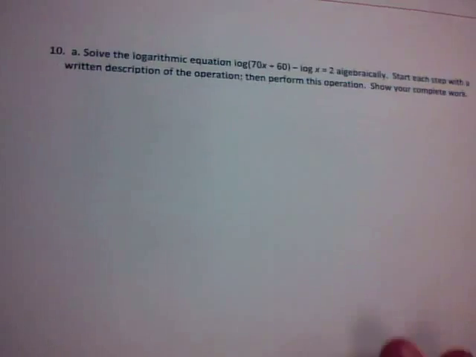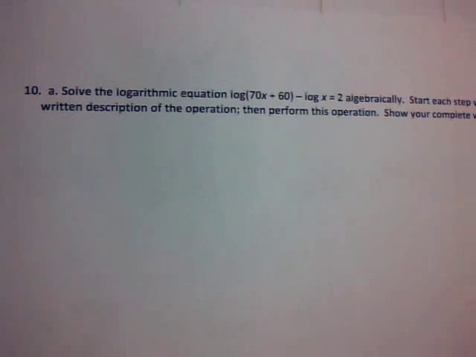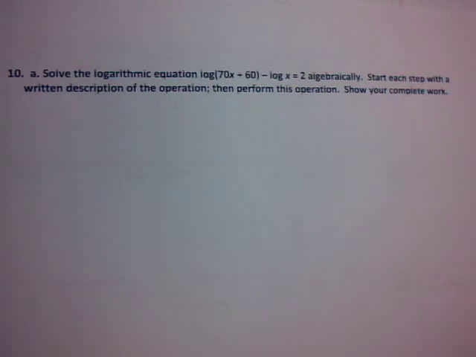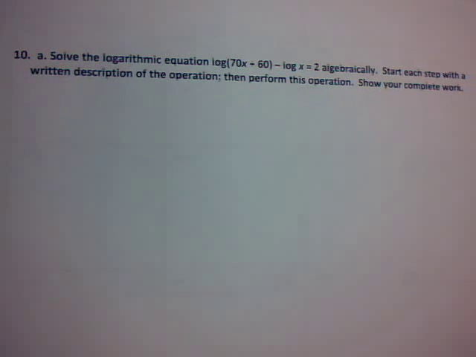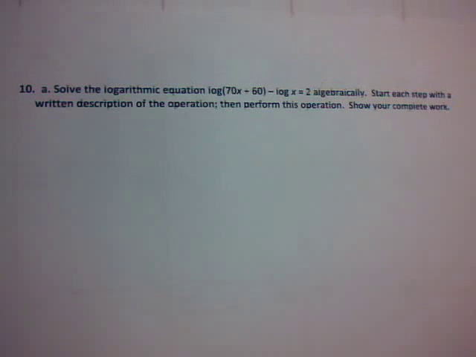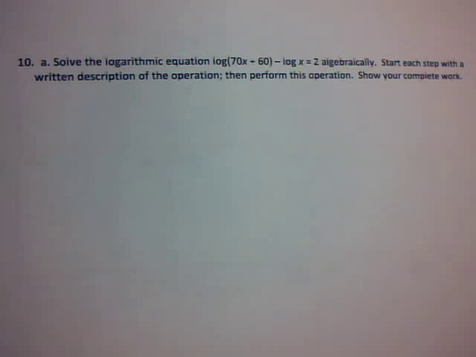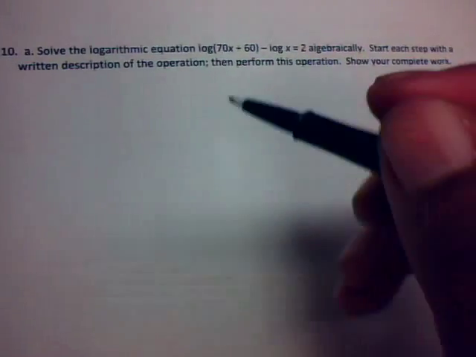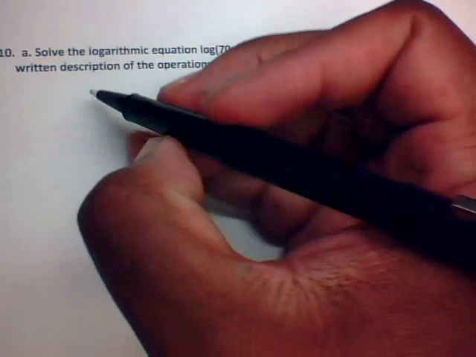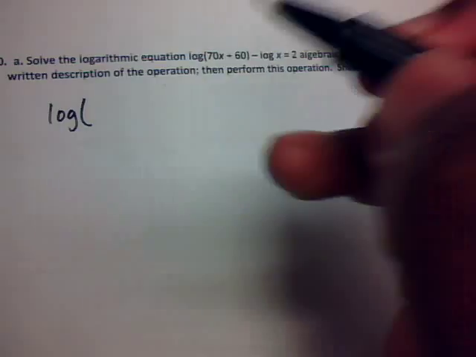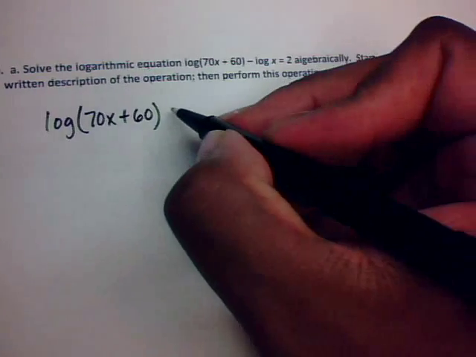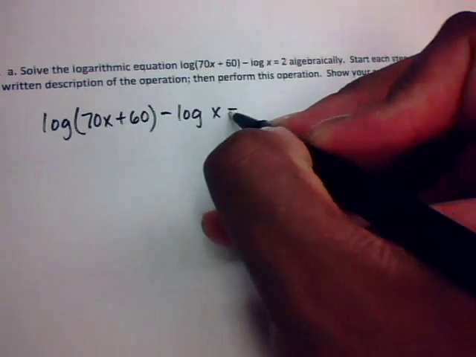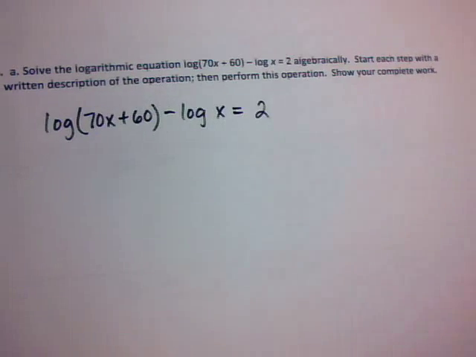Finally, question 10, also A and B. The A part is solving it algebraically. Now I won't do the written description. You can look at that on the sample calculator activity that is on Cruiser that I'll be posting within the next few days. So here we got this logarithmic equation, log of 70x plus 60 minus log of x equals 2.